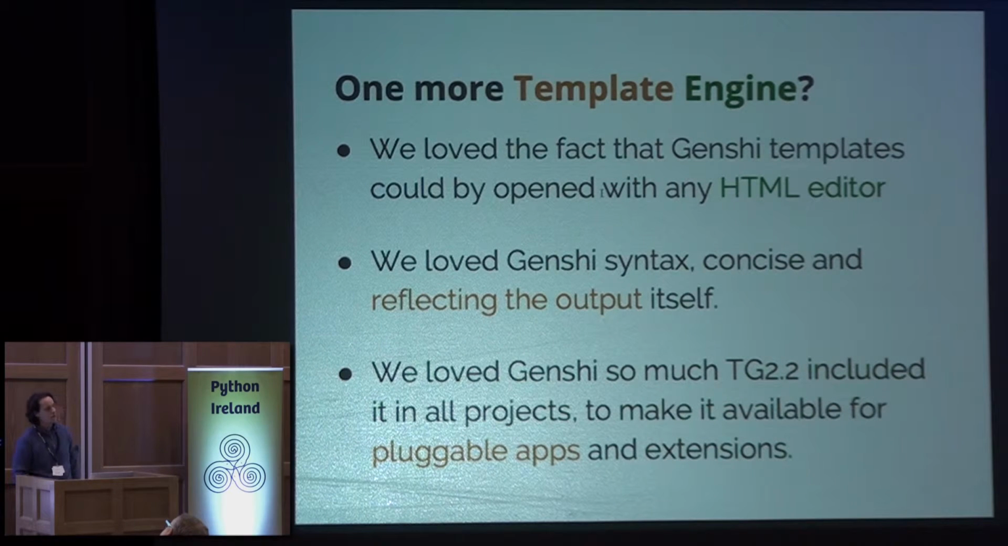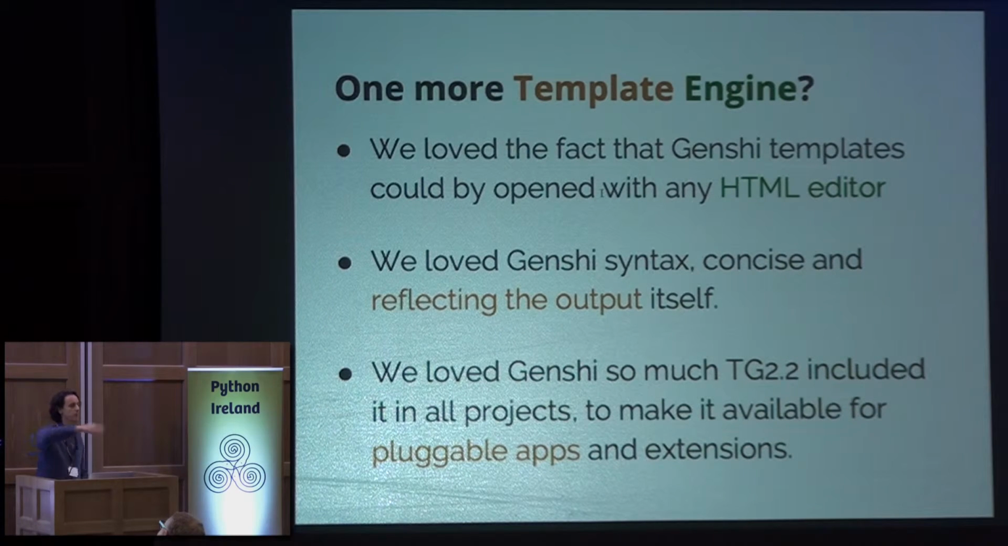We loved Genshi so much that since version 2.2 of TurboGears, it got included in all projects. In TurboGears, you can choose to switch template engine when you create a new project. You can say, yeah, I want to create a new project that uses Mako, a new project that uses Jinja, and so on. And the framework tried to support them all in the pluggable extensions, in the TurboGears admin, and whatever. But we thought that at some point we needed a default one because it made life easier for people that needed to write pluggable applications and extensions, because they knew that they had that template engine as a fallback.